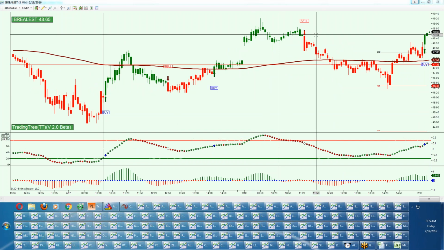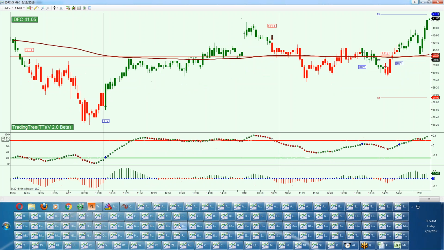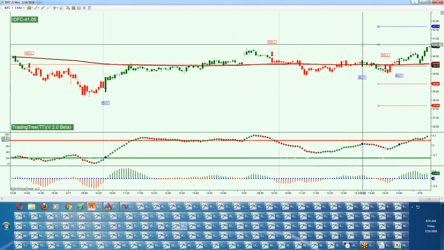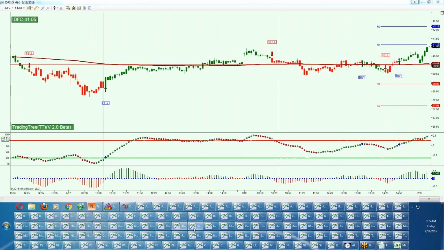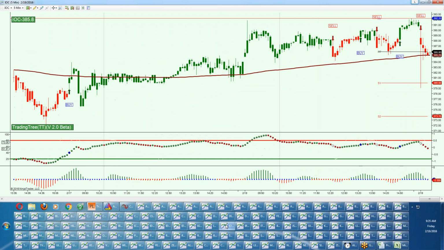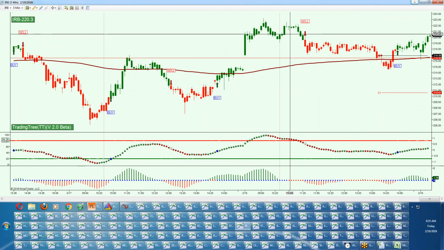So IB Real Estate, your entry is this 48.55. So IDFC, your next target is 41. It's already 41.70. So Infosys, you can buy above 1128. IOC, that might not trigger. It will not trigger. So IRB, you can buy at this price, 220.53.